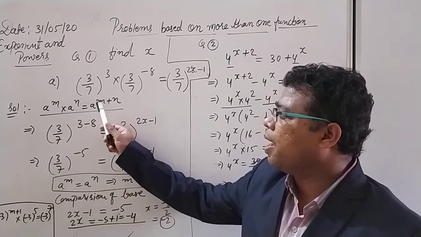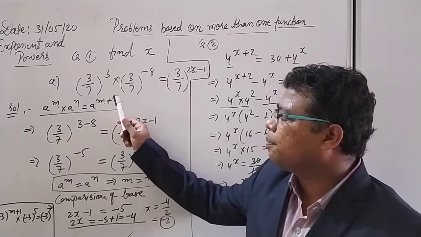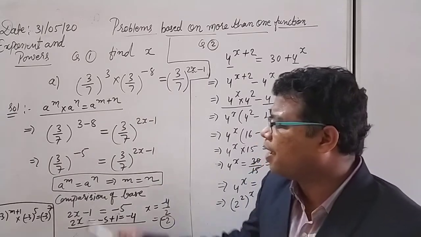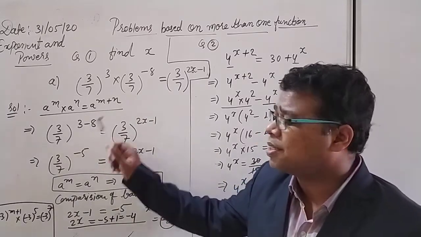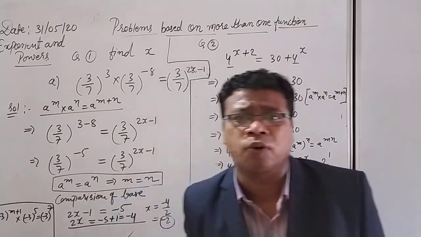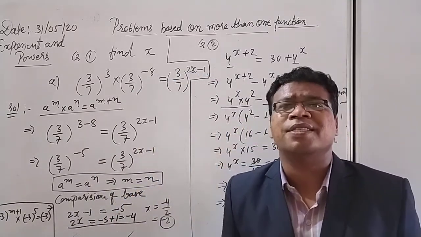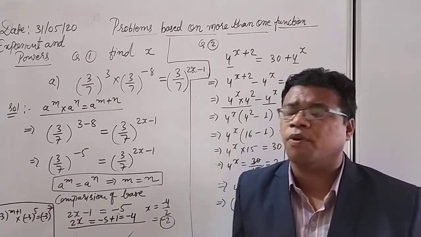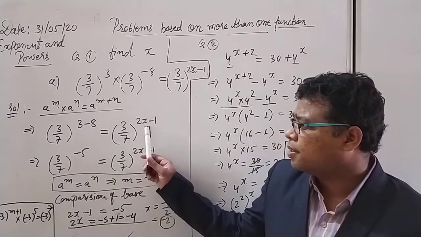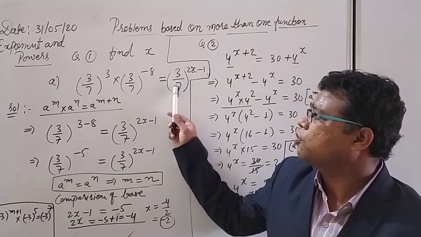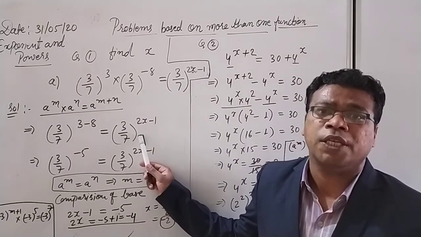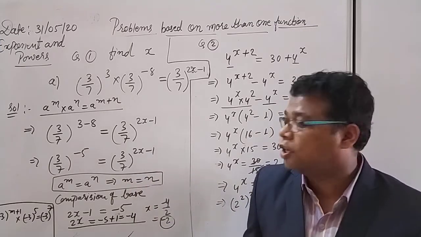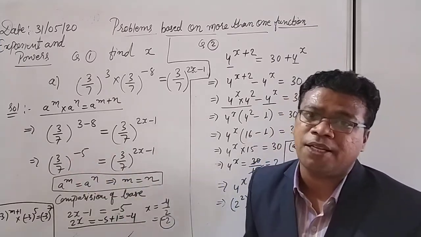In place of m, 3 is there, and in place of n you can see minus 8. So directly I am writing 3 minus 8, without putting brackets right now. Because if one of the exponents is negative, addition is not possible as such, so they will subtract from each other. So (3/7)^(3-8). The right side I copy the same, (3/7)^(2x-1), no change, because I only have to solve the left hand side.